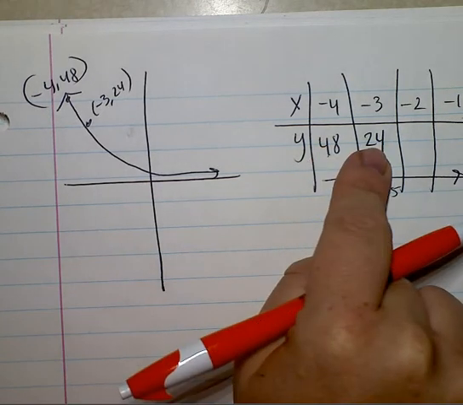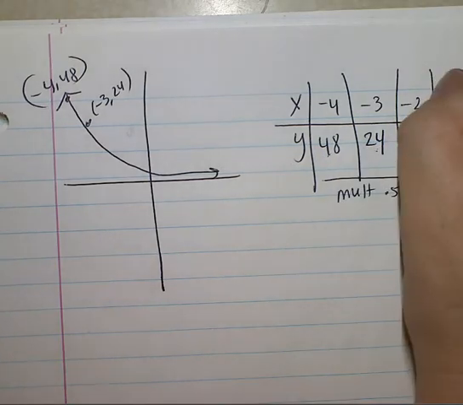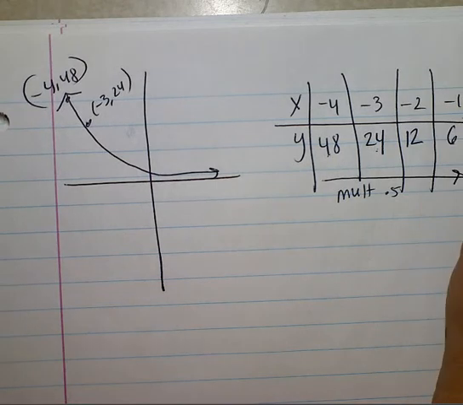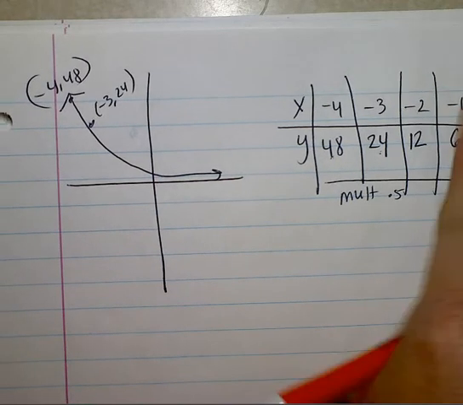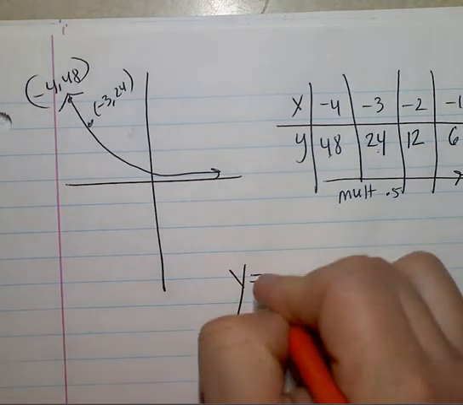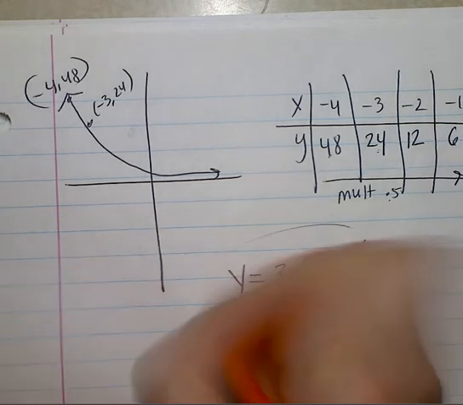Do you end up with 24? Take it times 0.5. What do you end up with? Times 0.5. This is what I care about. This is your y-intercept. So here's your answer. Y equals 3 times the rate, 0.5, raised to the x.